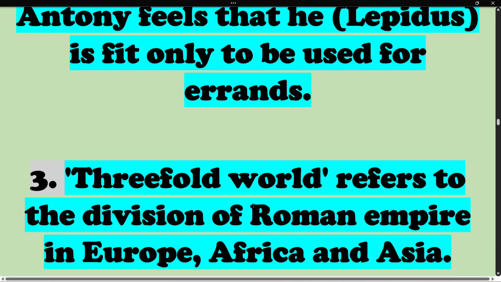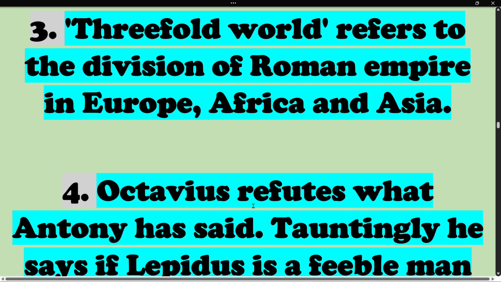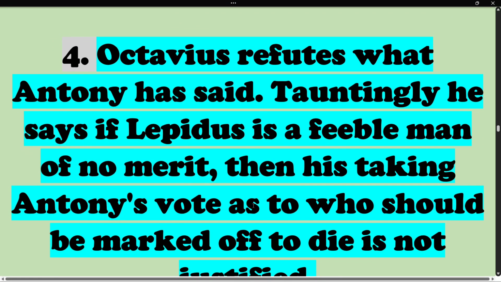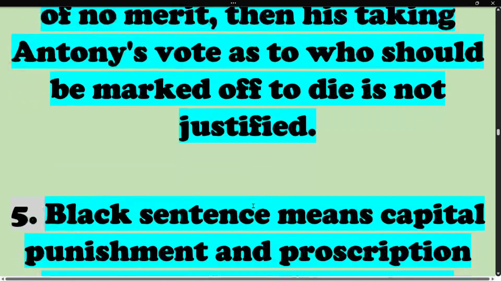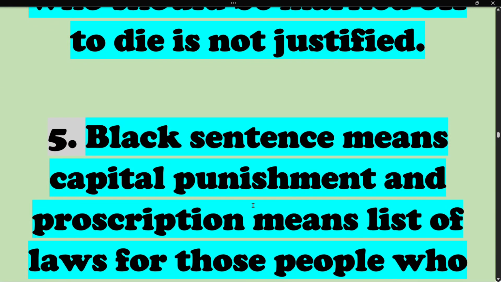Now third one, threefold world refers to the division of the Roman Empire in Europe, Africa and Asia. Now fourth one, Octavius refutes what Antony has said. Tauntingly, he says if Lepidus is a feeble man of no merit, then his taking Antony's vote as to who should be marked off to die is not justified. Okay, now let's move to the fifth answer.